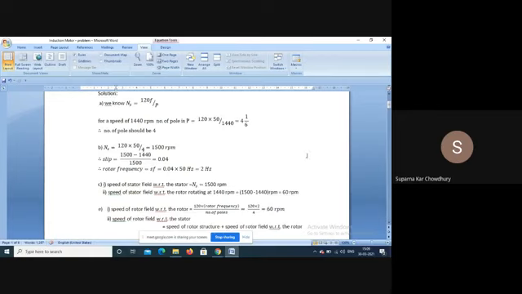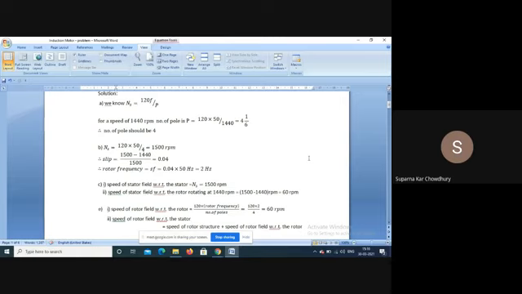Next is the speed of the stator field with respect to the stator. That we know is the synchronous speed, because the stator winding creates the field which rotates at synchronous speed. Stator is stationary, so the speed of the stator field with respect to the stator will be 1500 RPM, which is the synchronous speed.